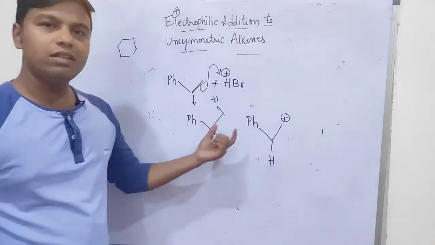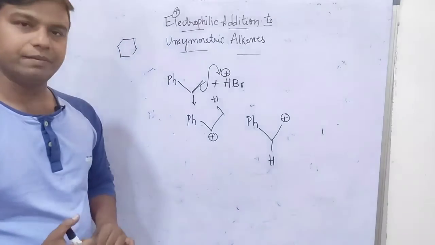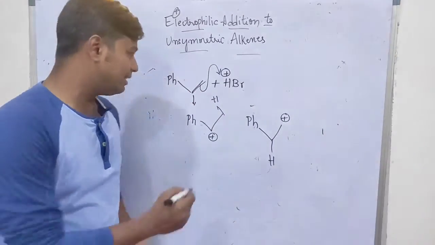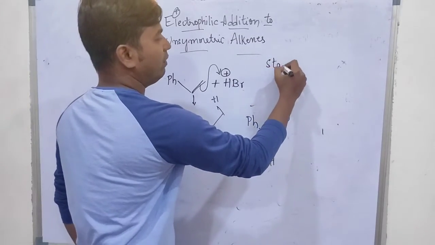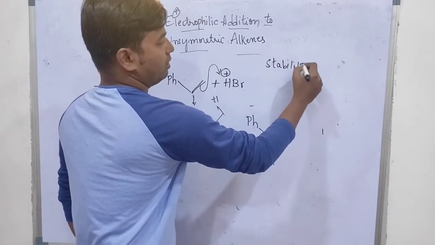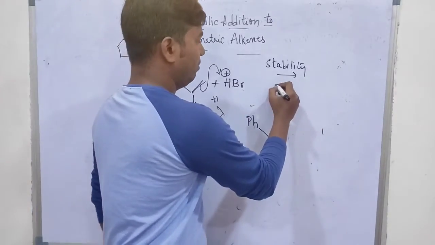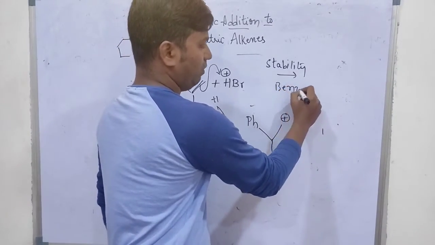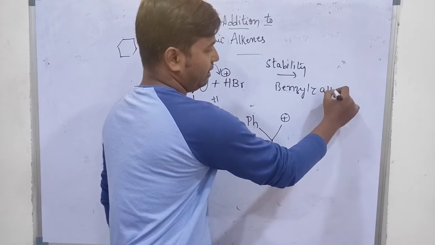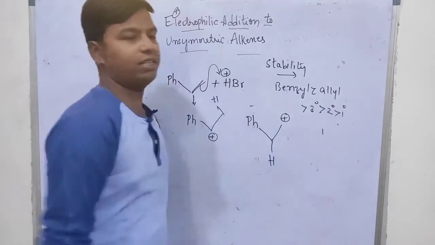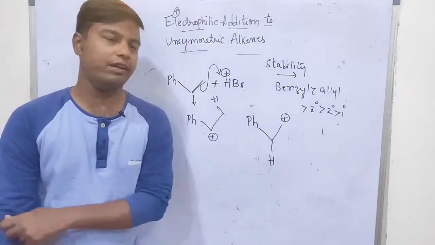So observe these two examples. What do you understand here? Now there is one possibility we can judge, that is stability. Stability of carbocation. So we know the stability of carbocation: benzyl is always greater than allyl, tertiary, secondary and primary, right? We have discussed this in our general organic chemistry topic.